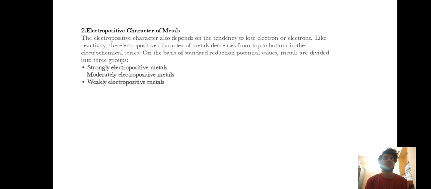Electropositive character of metals. The electropositive character also depends on the tendency to lose electron or electrons. Like reactivity, the electropositive character of metal decreases from top to bottom in the electrochemical series. On the basis of standard reduction potential values, metals are divided into three groups. First one, strongly electropositive metal. Second one, moderately electropositive metal. Third one, weakly electropositive metal.